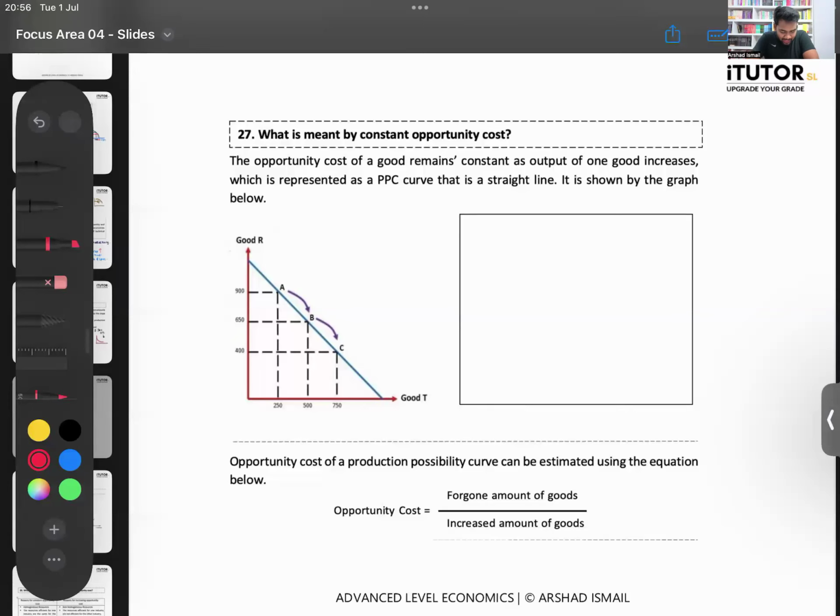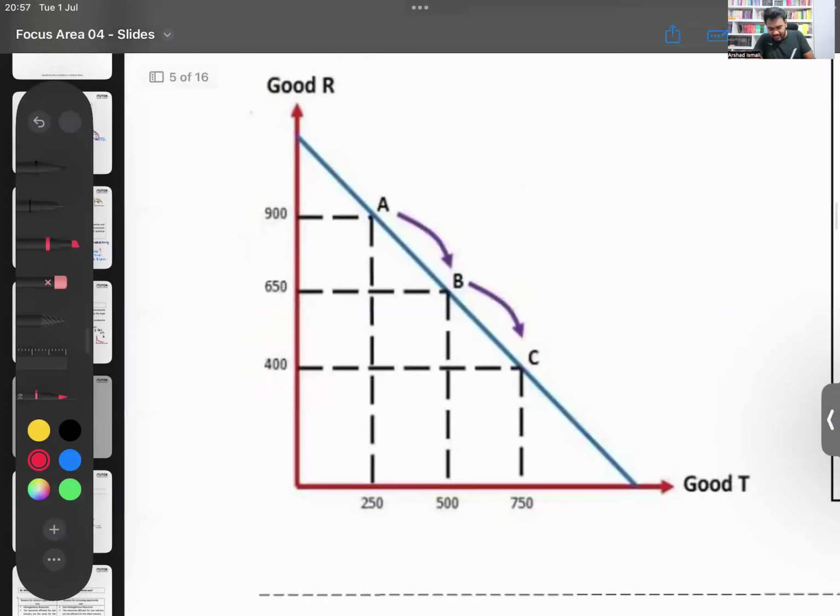Okay. Now, can you all tell me? I'll just ask you all. I want all of you to give me an answer on the chat box. The chat box is private, so no one will know you. You give me your answer, what you feel. Right. So let's say right now, the economy is producing at point A. They are producing 900 units of good R and 250 units of good T. That is what they produce.